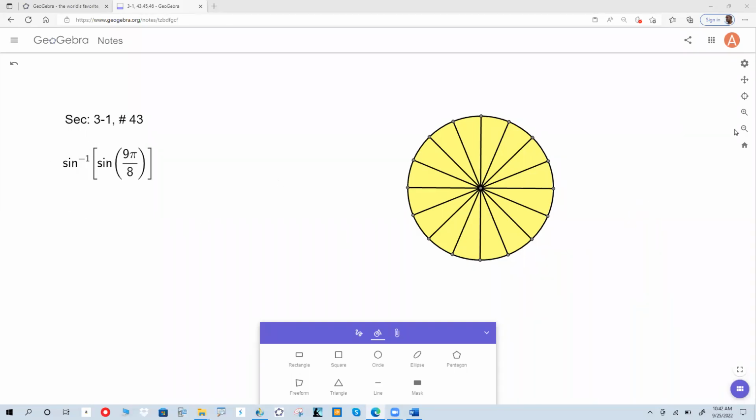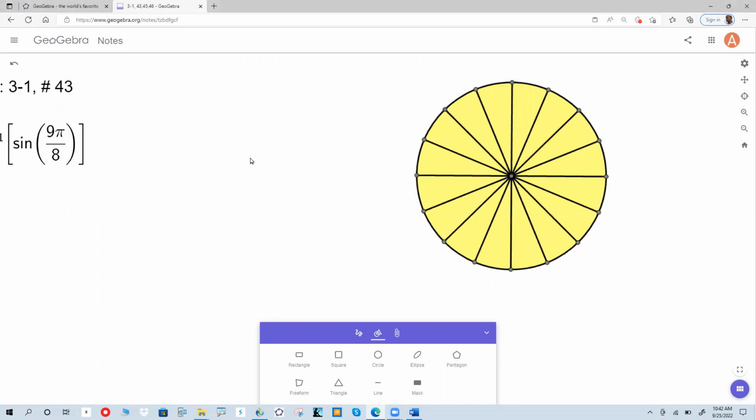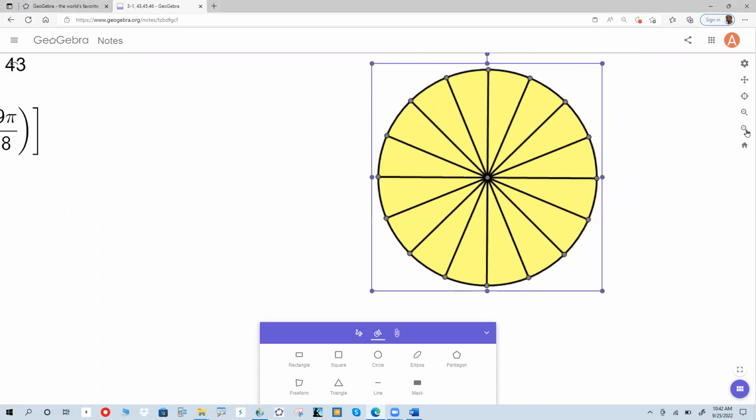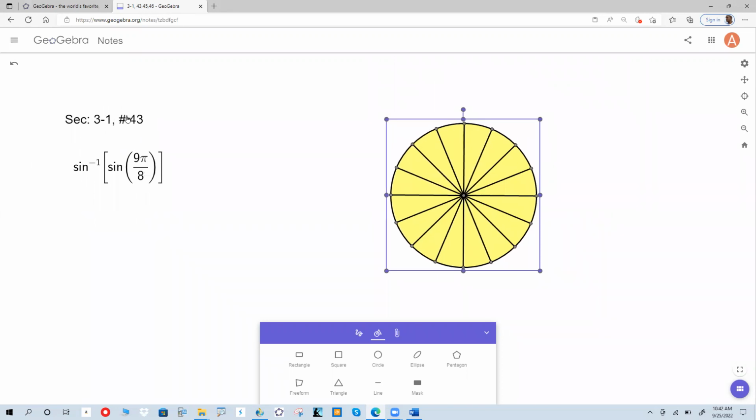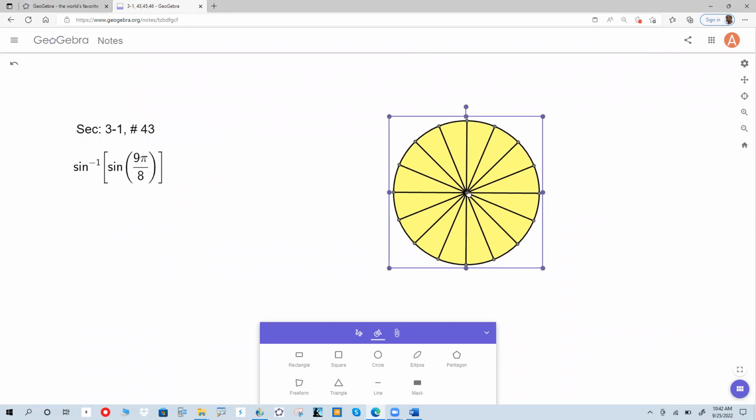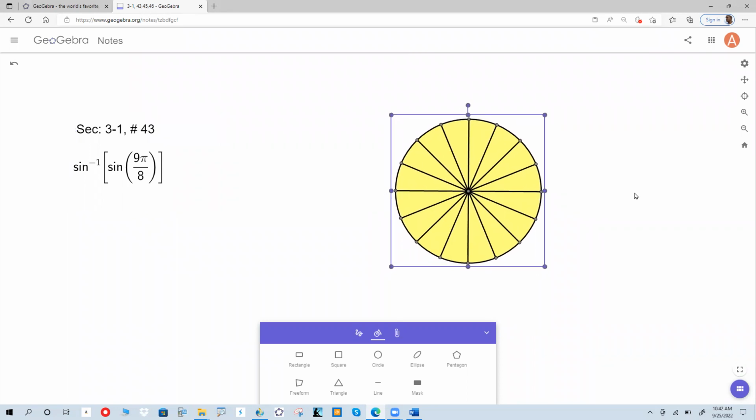So guys, this is problem 43 from section 3.1. And this is the first one that we have that does not involve a unit circle. Yes, that makes the problem slightly more difficult.